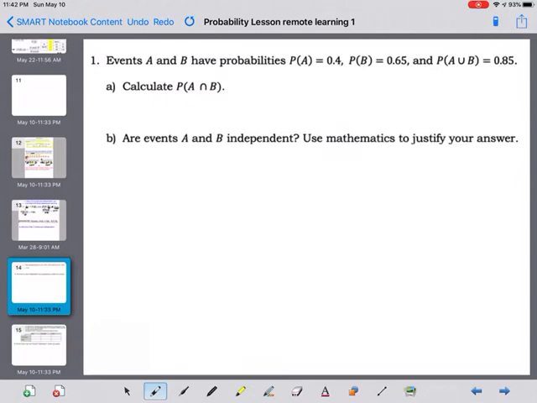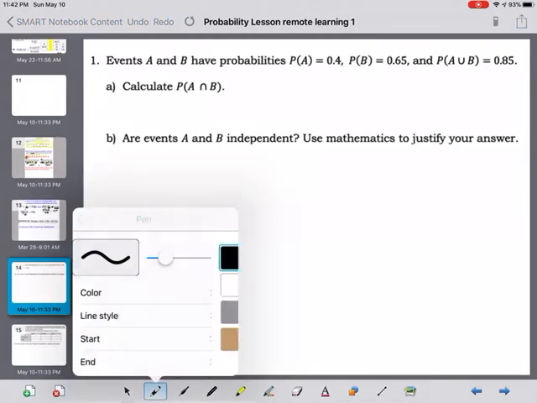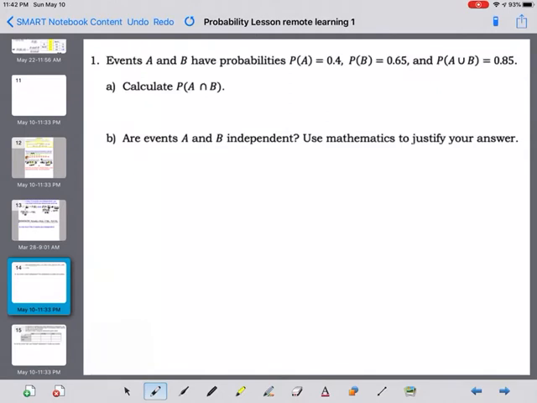Okay. I would write this example down. Events A and B have probabilities. P of A equals 0.4. The probability of B equals 0.65. The probability of A or B happening is 0.85. So the first thing I want to do is find the probability of A and B, because that's going to be really important in finding the given, right? So probability of A and B.